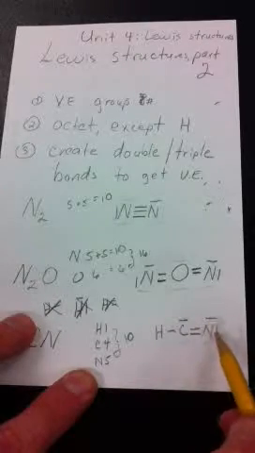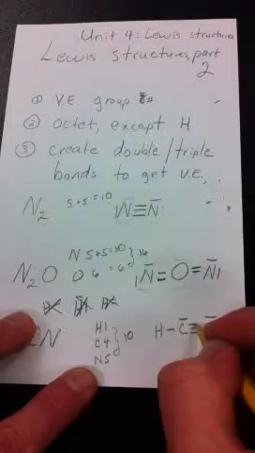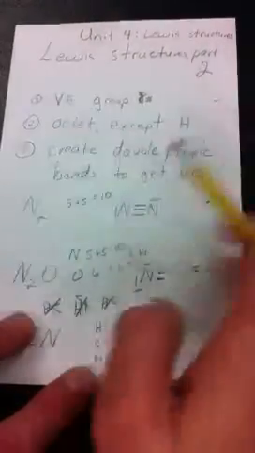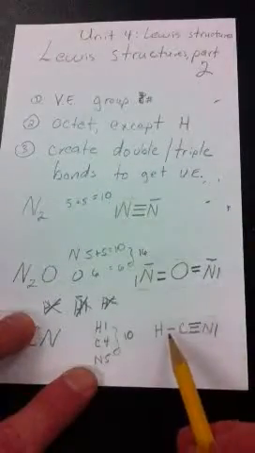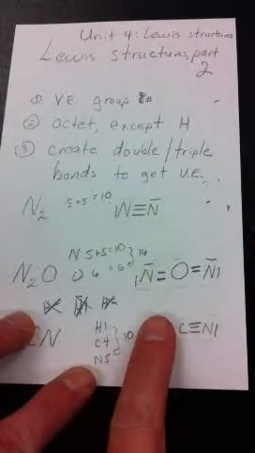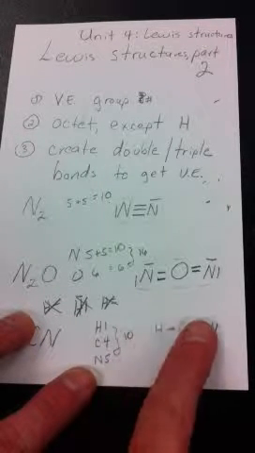2, 4, 6, 8, 10, 12. Still have 2 too many. Draw your bond. Do not erase any electrons until you put an extra bond. 2, 4, 6, 8, 10. Carbon has 8 around it, nitrogen has 8 around it, and hydrogen has 2 around it, so it is happy and correct.